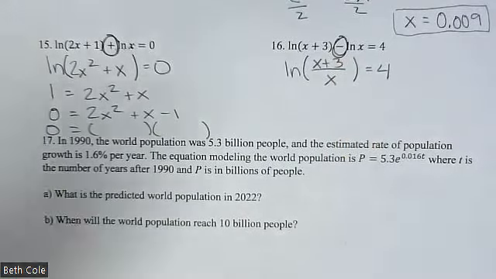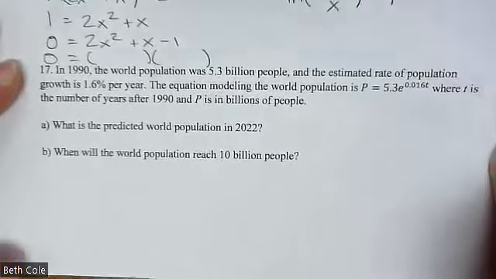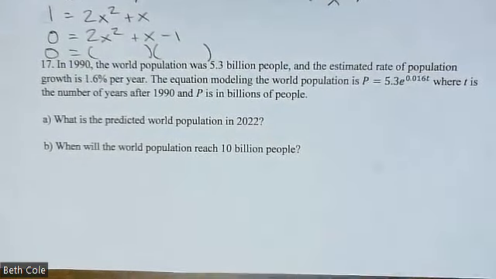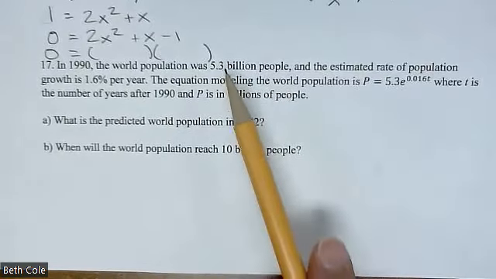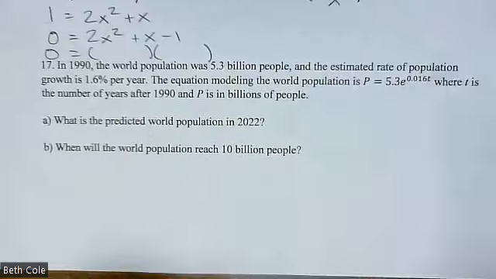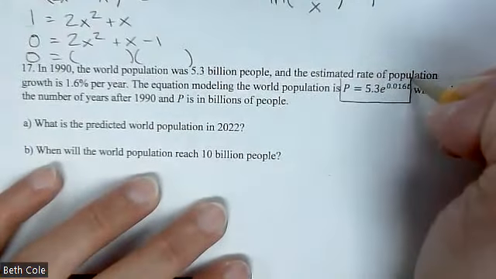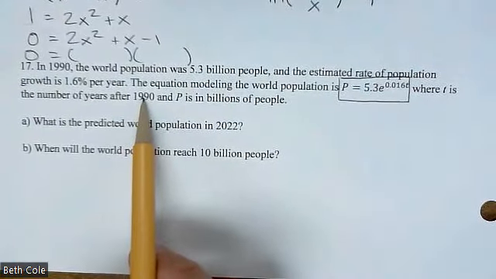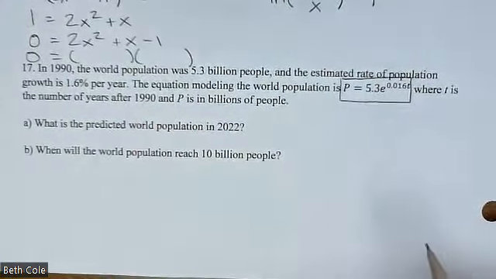Okay. And then this one's about populations. Fairly recently, wasn't it just last year we hit 8 billion people? Cool. All right, in 1990, the world population was 5.3 billion people. The estimated rate of growth is 1.6%. Here's the equation we're going to use. T is time since 1990, so 1990 is your starting year, and our population is in billions of people.